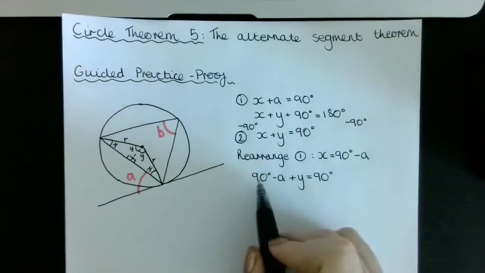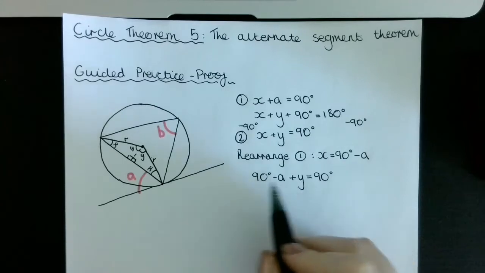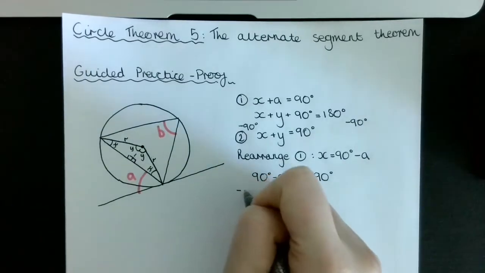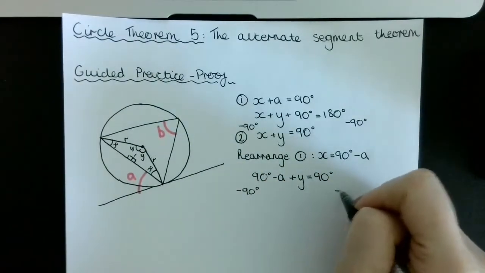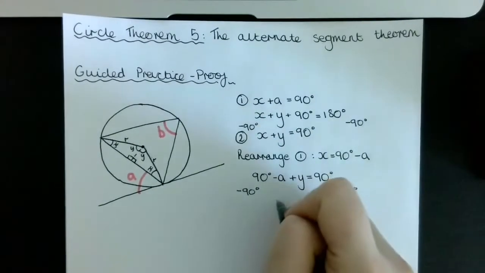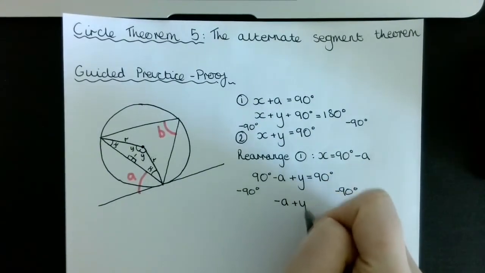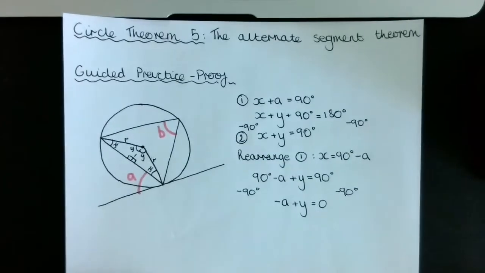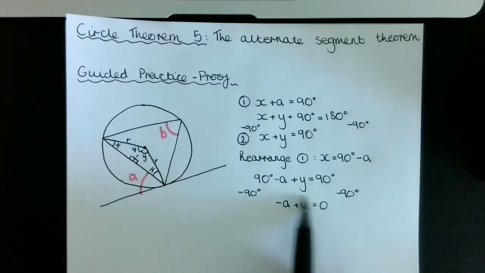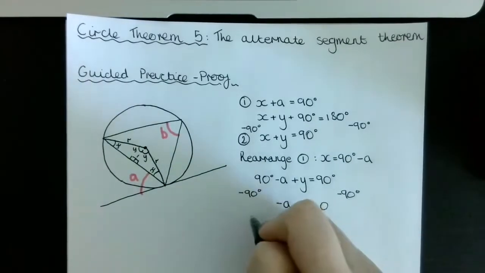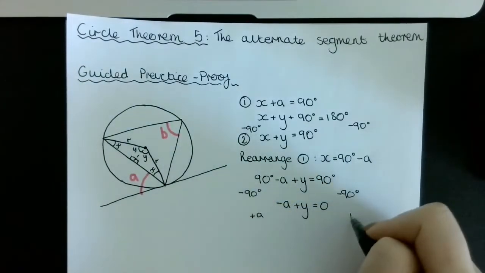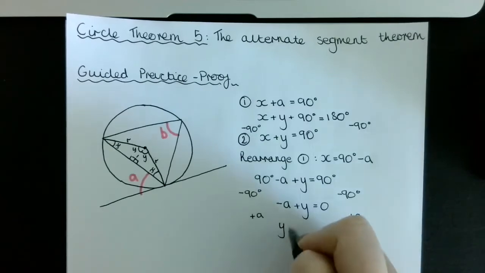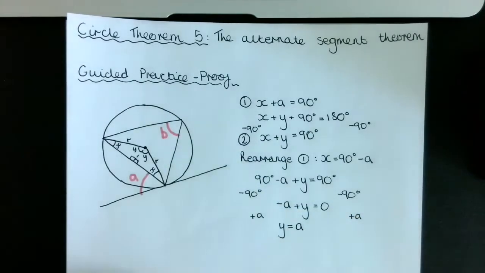I'm going to start rearranging this. I'm going to subtract 90 from each side and I get negative A plus Y equals 0. I'm going to rearrange this to make Y the subject by adding A on each side, and I get Y equals A.